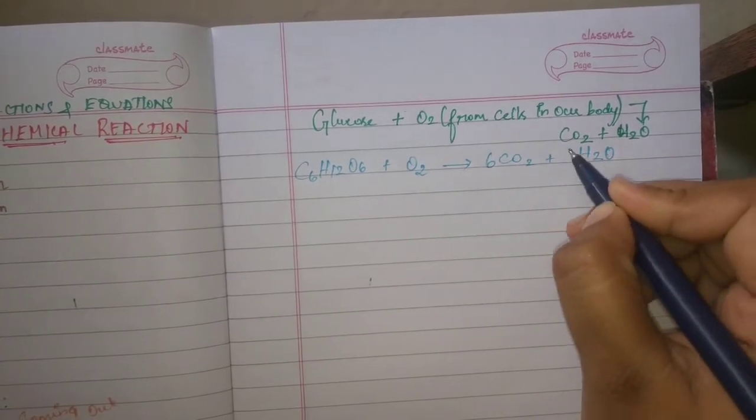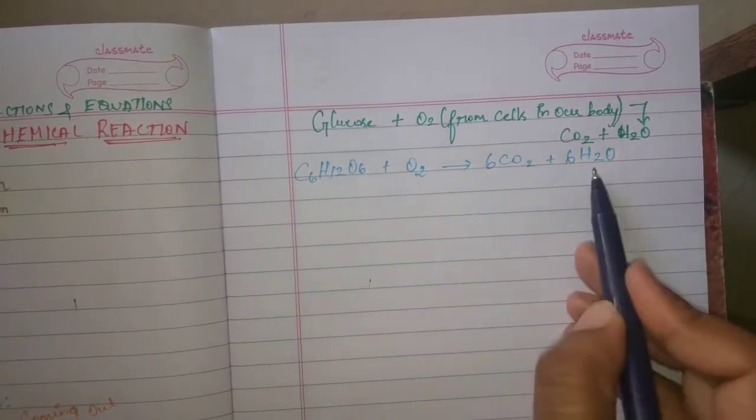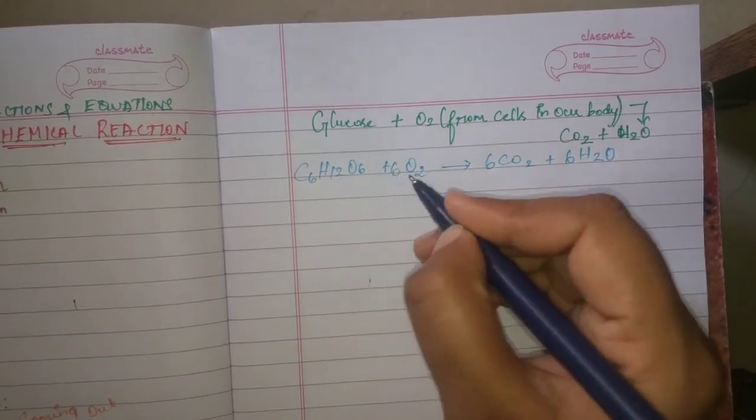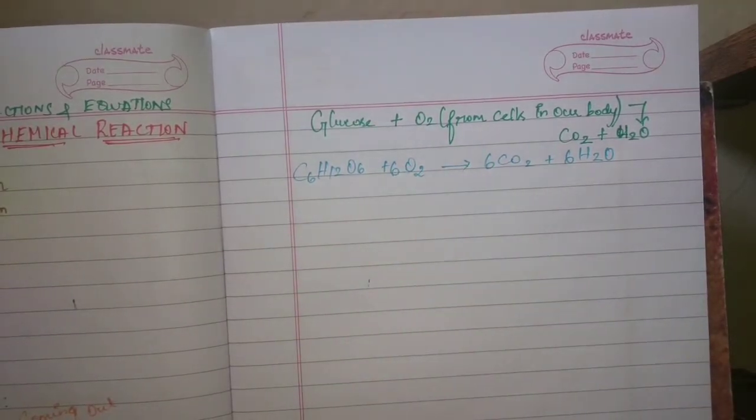6, here 6 H2O. So 12 hydrogen, 6 carbon. And here 6, here 6. So this is the balanced equation, students. So respiration reaction is also exothermic reaction. So next one more example given in your book, decomposition of vegetable matter into decomposed.